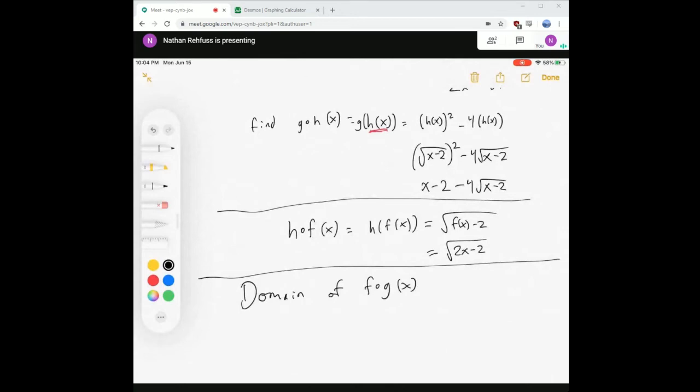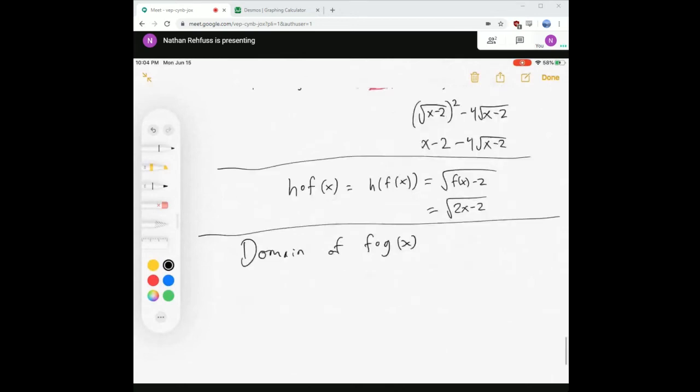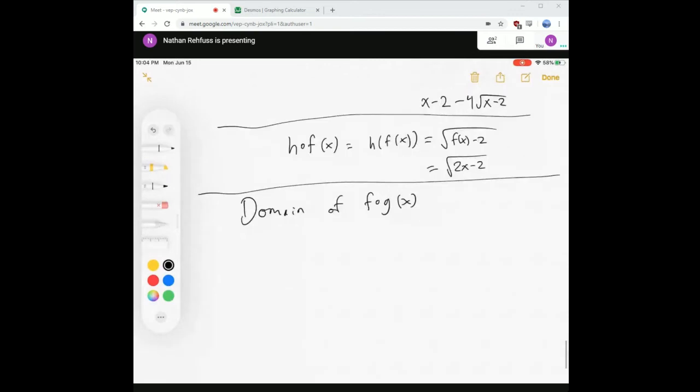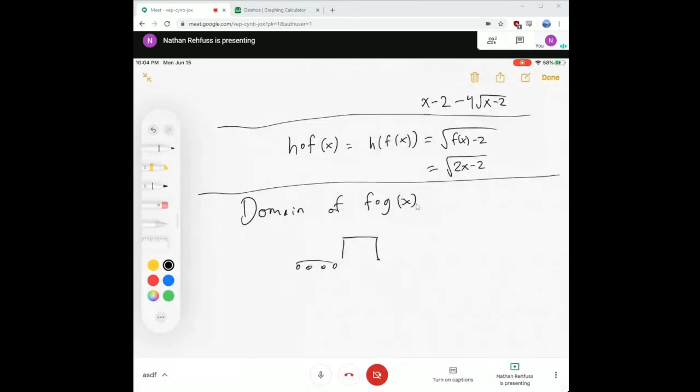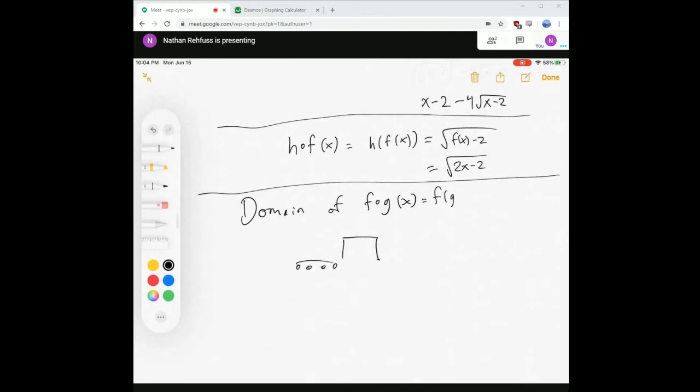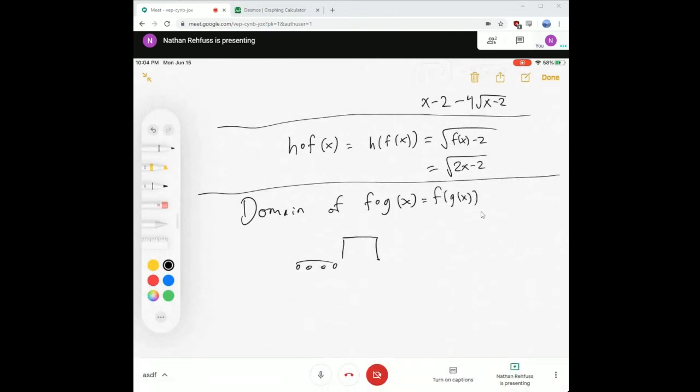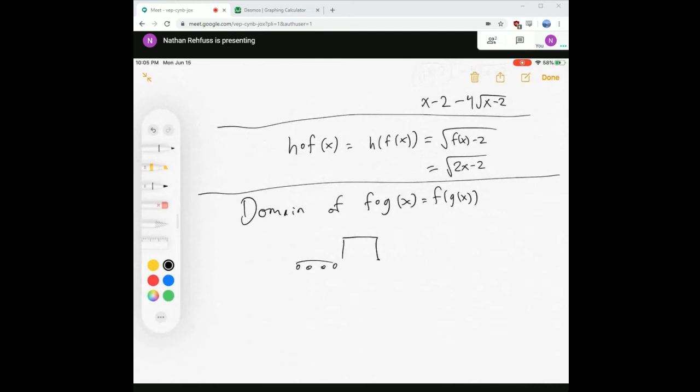We've saved the best for last. How do I find the domain of this thing? I want to go back to this assembly line analogy. Now this is a little confusing. X goes into g first and then f, don't forget, because this is the same as f of g of x. It's easier when you write it this way. So I'm going to plug x into g first. So x goes into g, and then out comes g of x. g of x goes into f, and out comes f of g of x.